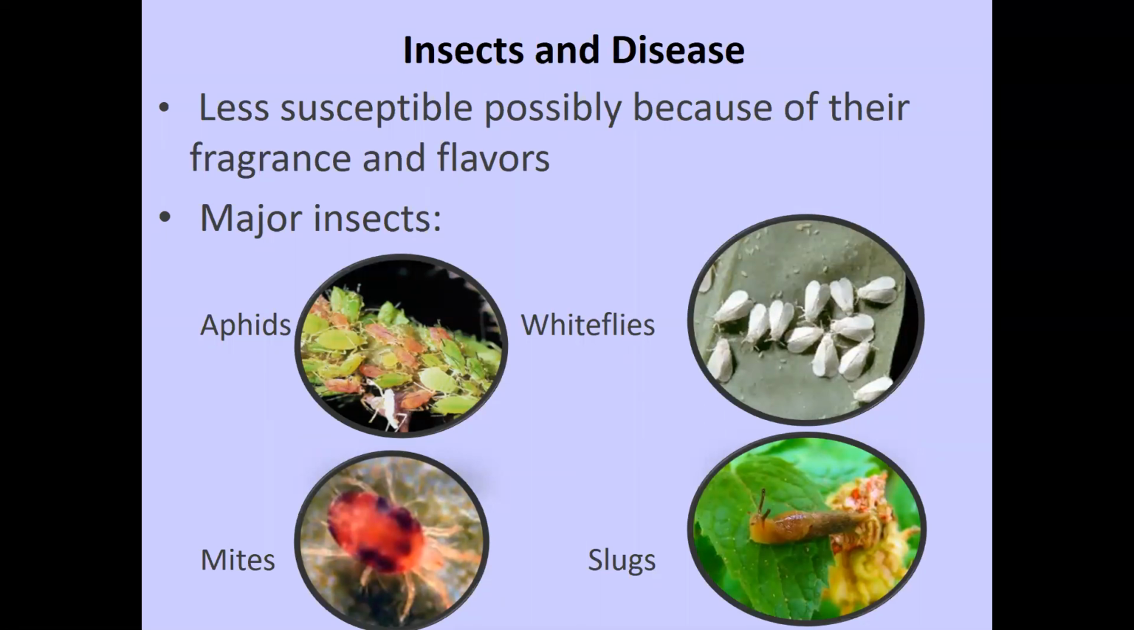And then of course outside we do have slug damage. You can always help eliminate slugs by putting more mulch down or using crushed eggshells or something like that. So those are some of the major insect pests that we see, but for the most part it's not too much of a problem.